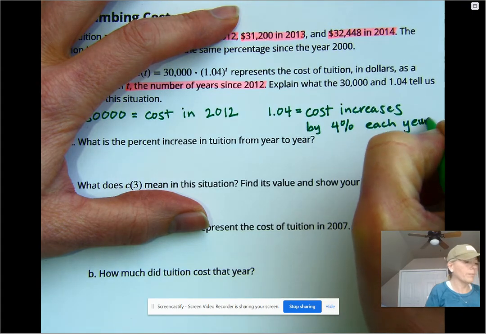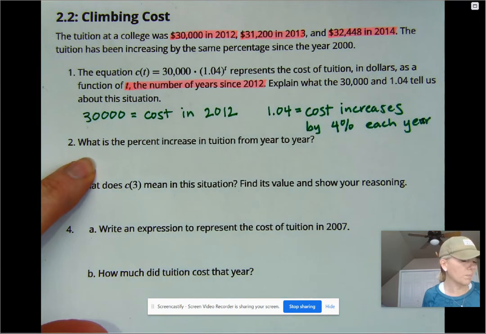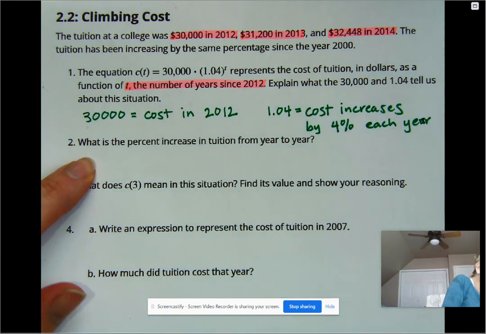That's A. Okay. What is the percent increase in tuition from year to year? It's increasing by 4%.